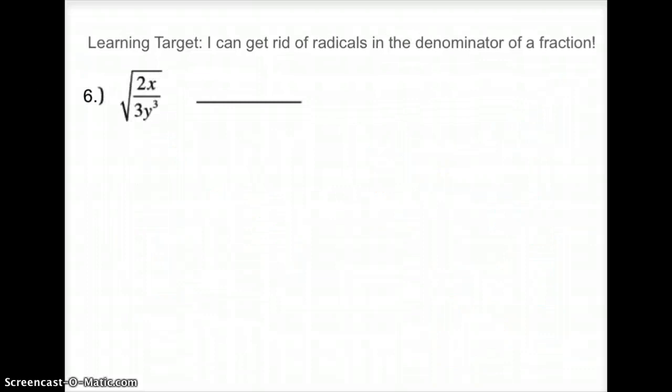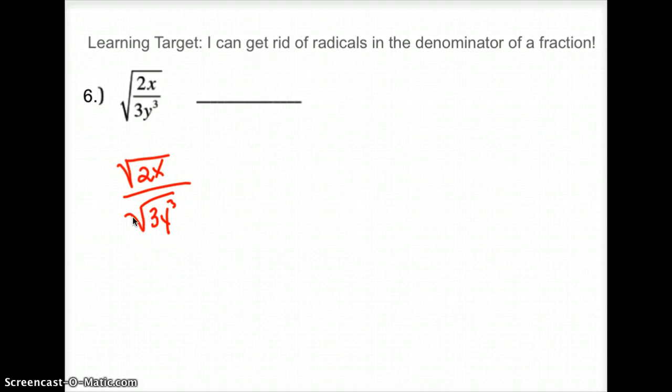But I will try to steer clear of that. Let's do this guy. Okay, so looks like I've got a big square root house, so let me break it up. Square root of 2x on top, square root of 3y cubed on the bottom.